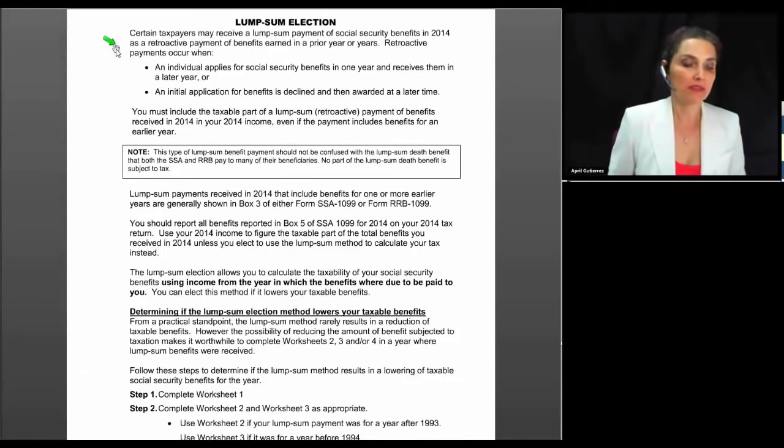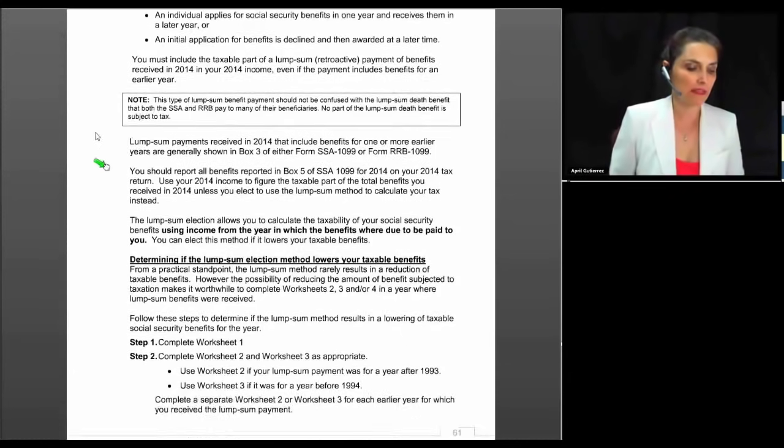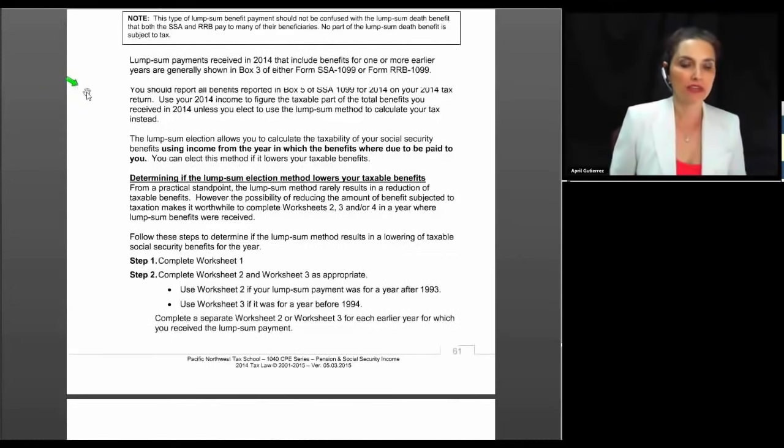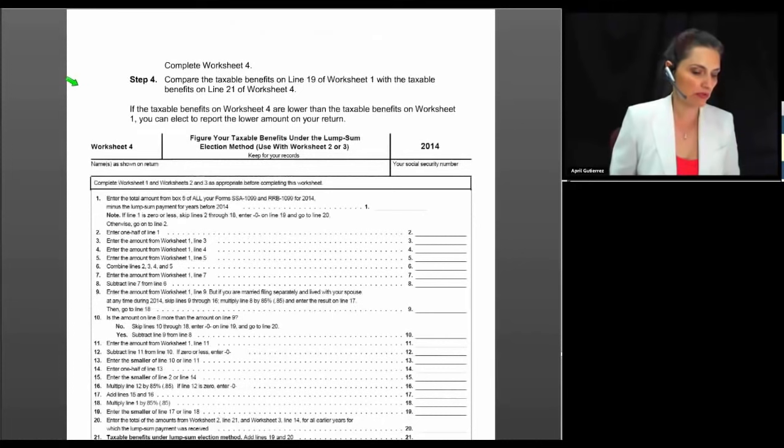So certain taxpayers may receive a lump sum payment for Social Security benefits in 2014 as a retroactive payment of benefits for earlier years. Retroactive payments can occur when an individual applies for Social Security benefits in one year and then receives them in another, or an initial application for benefits is declined and then awarded at a later time. Lump sum payments you receive in 2014 that include benefits for one or more earlier years are generally shown in box 3 of either Form SSA-1099 or the railroad equivalent.